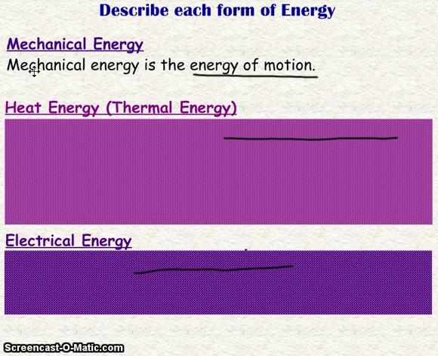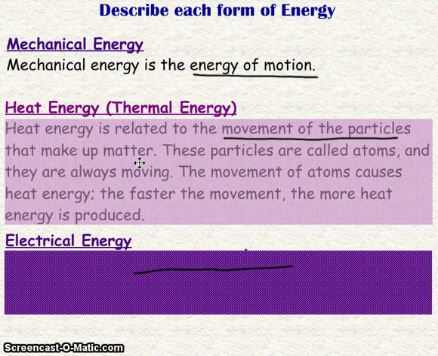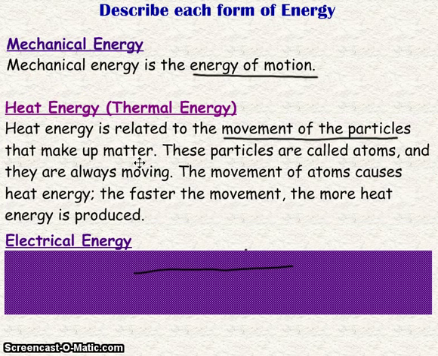Now let's talk about this next form of energy, and that is heat energy. Another word for heat energy is thermal energy. And remember, when we talked about changes of state, we were actually talking about heat energy being added or removed. We talked about how when particles gain heat, they gain movement, meaning the particles begin moving faster. And when particles lose heat energy, they lose movement and they move closer together.